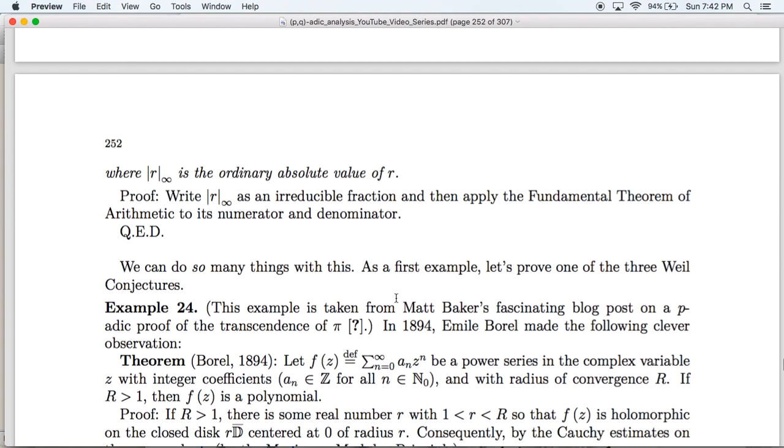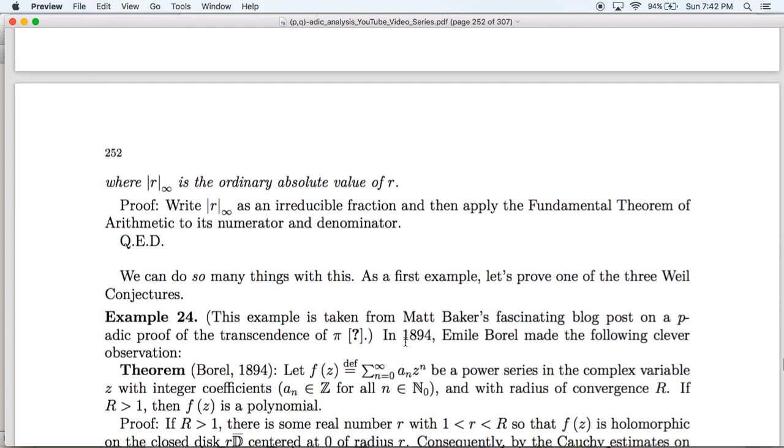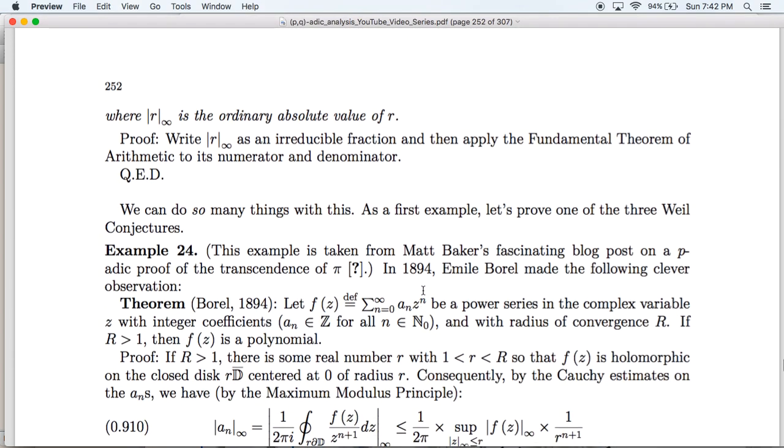And so this involves using the product formula. So we begin in 1894 when Émile Borel made the following clever observation about power series over the complex numbers.